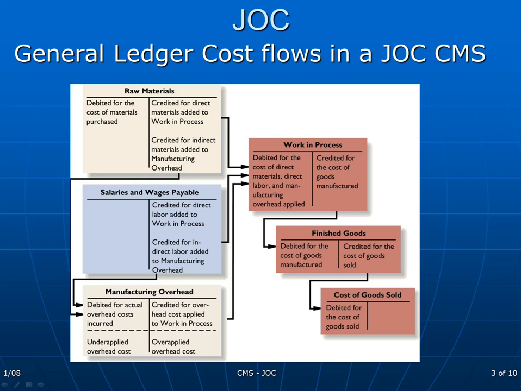It means that we undercosted. Why? Because the amount that we allocated to production was less than the amount that we actually incurred. By the same token, if we have overapplied, that means that we overcosted our product with respect to what our actual costs were. Why? Because our allocation rate, the amount that we allocated using our allocation rate, was greater than the amount of actual costs that we incurred.